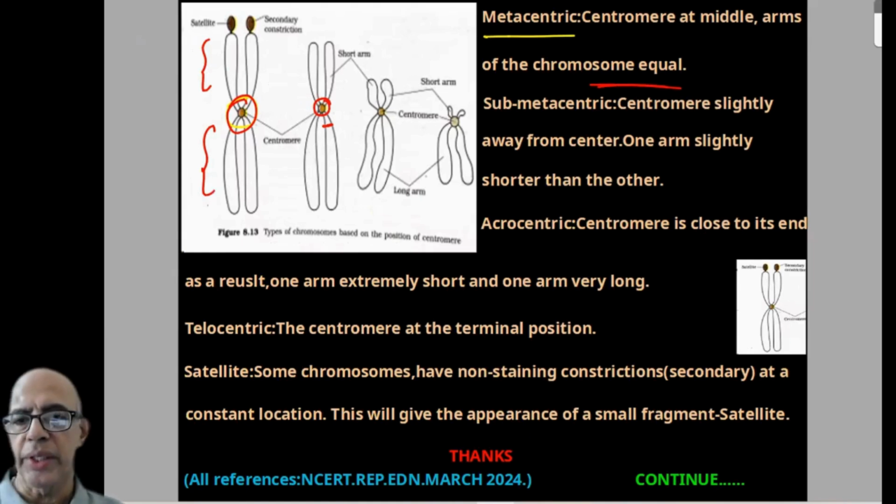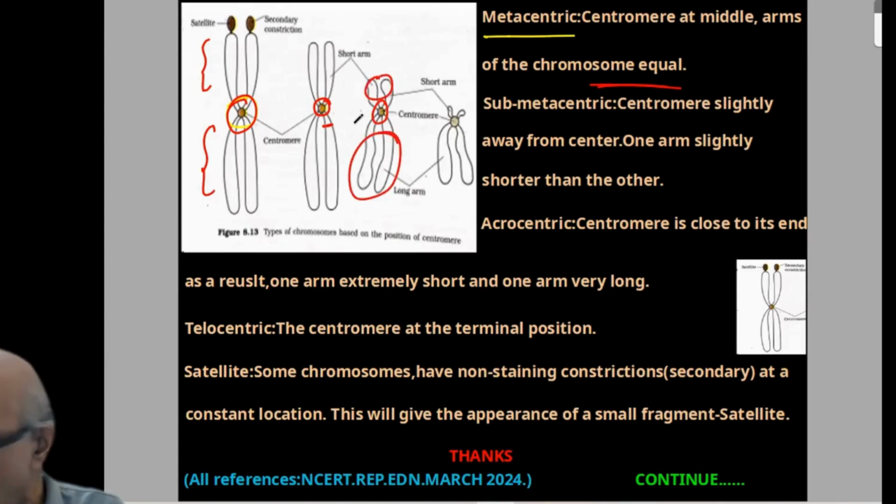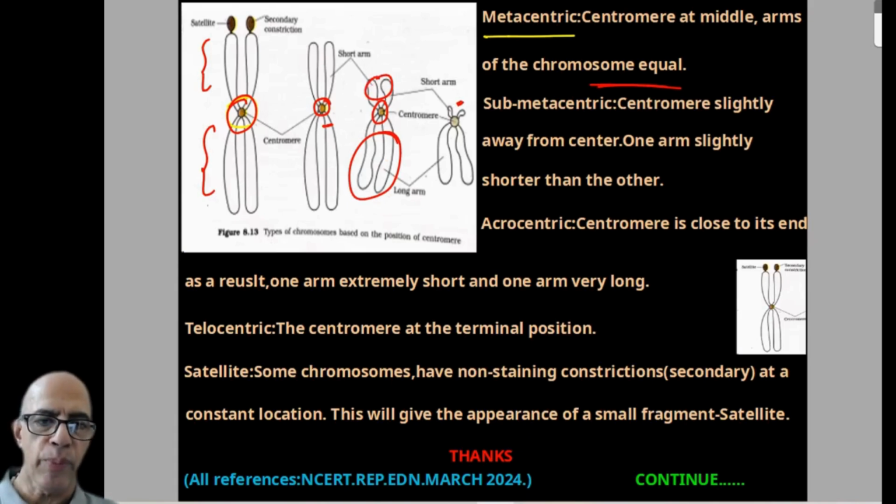Now comes acrocentric. The centromere will be close to one end. As a result, one arm is extremely short and one arm will be very long. Here it is short, here it is very long. And finally, telocentric. The centromere will be at the terminal position, the 4th type.